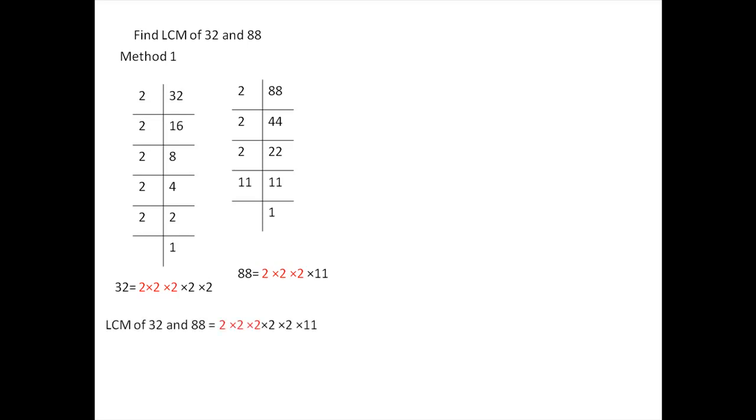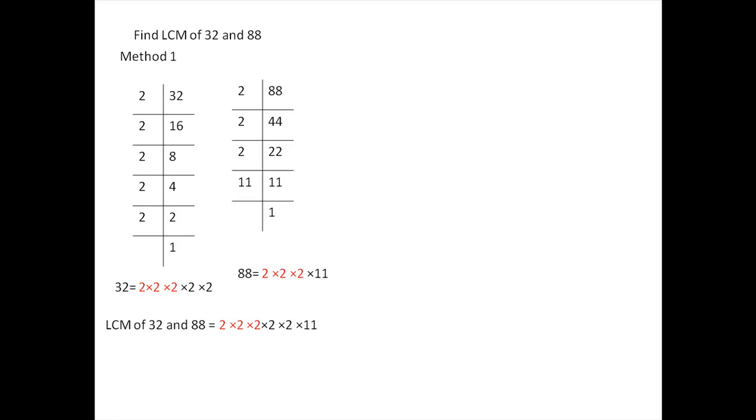The first method is similar to what we discussed in HCF. We have the factors of 32: 2 multiplied by 2 multiplied by 2, and the factors of 88 are 2 multiplied by 2 multiplied by 2 multiplied by 11. It is a little different from the HCF, so let me discuss how. For the LCM of 32 and 88, first of all we take the common numbers from both numbers. The first three 2's are the same between the two numbers, shown in red color.